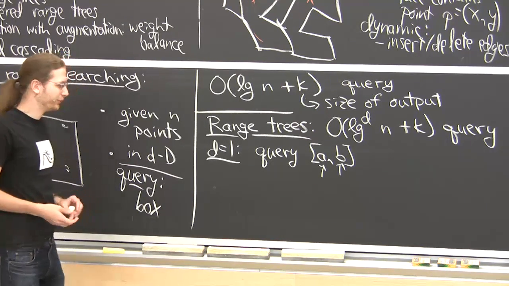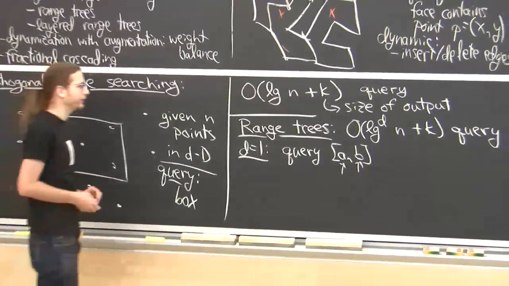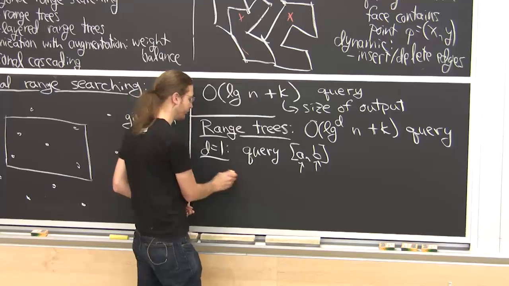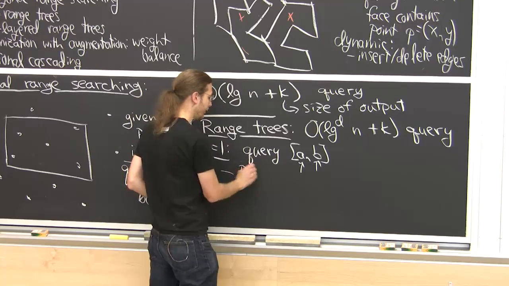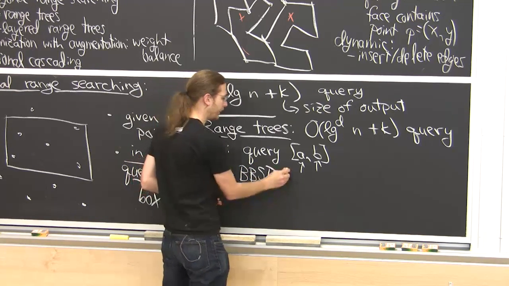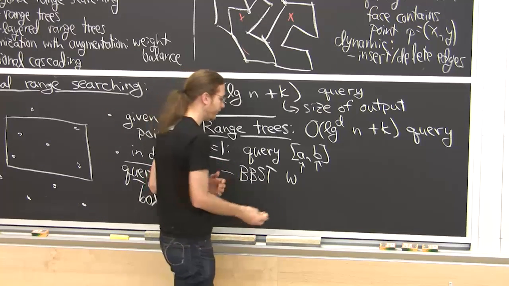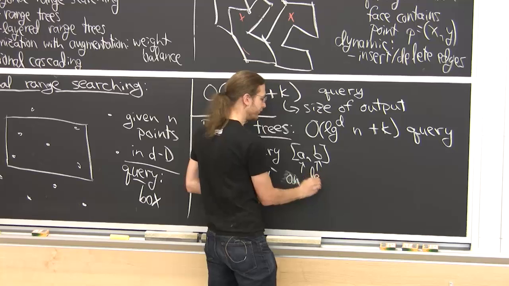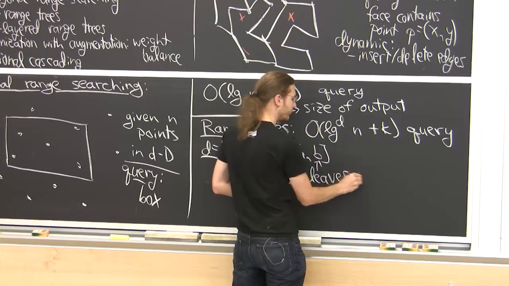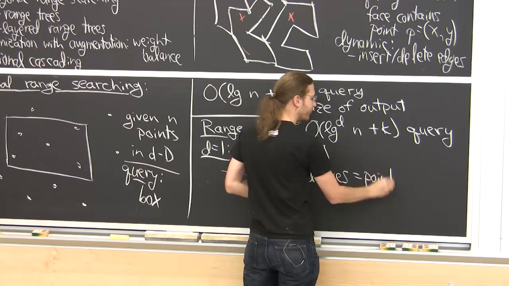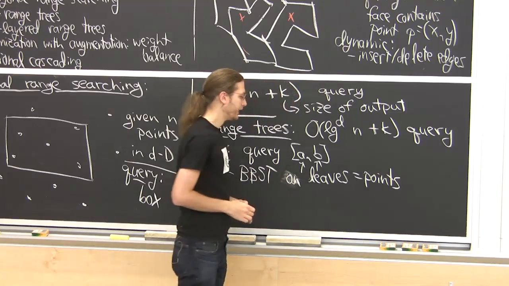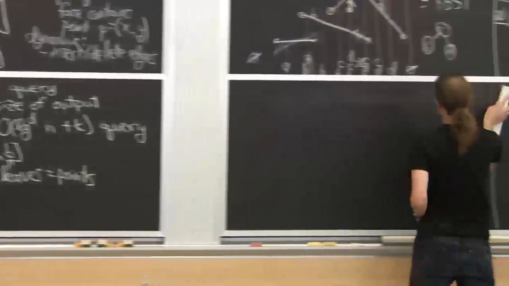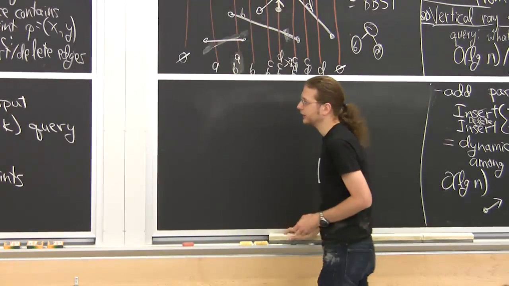Arrays aren't going to generalize super nicely, although we'll come back to arrays later. For now, I'd like to think of a binary search tree, a balanced binary search tree. And I'm going to make it a little different from the usual kind of binary search tree. I want the data to be in the leaves. So I want the leaves to be my points. And this will be convenient for higher dimensions. It doesn't really matter for 1 dimension, but it's kind of nice to think about.